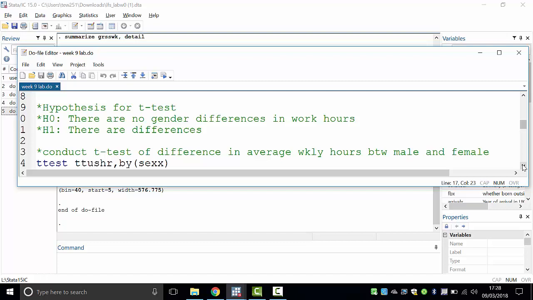Sir, is it meant to be test with two T's or one? T-test is one T. There's meant to be a hyphen in t-test. No, replace this with gender. Oh, yes, you need gender.